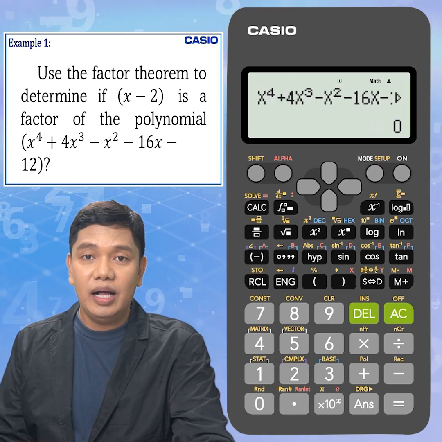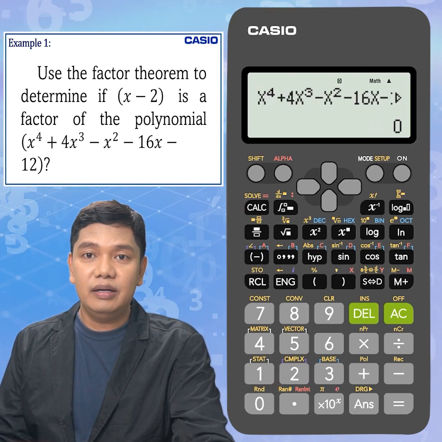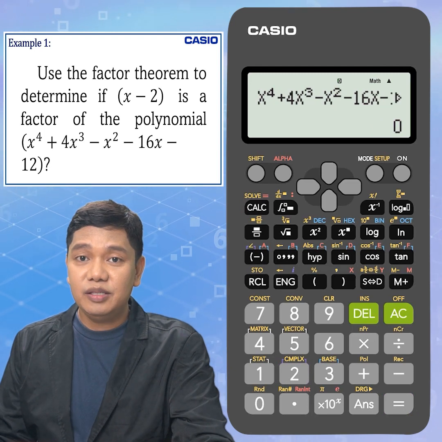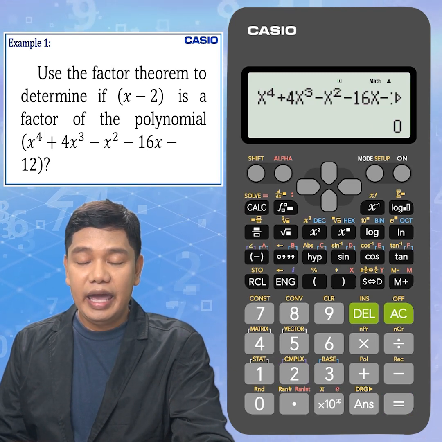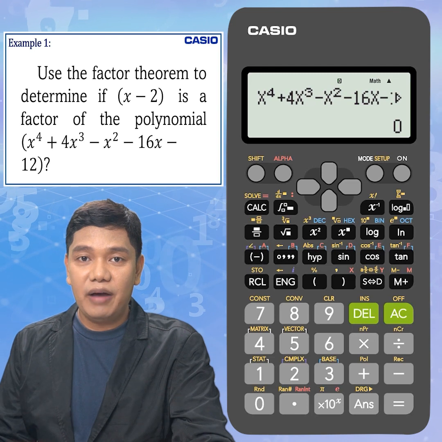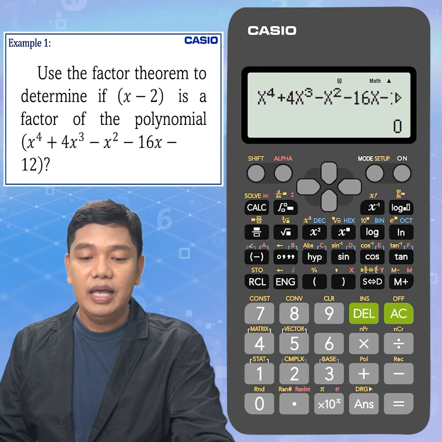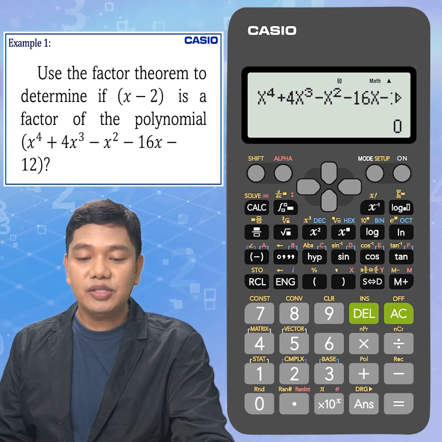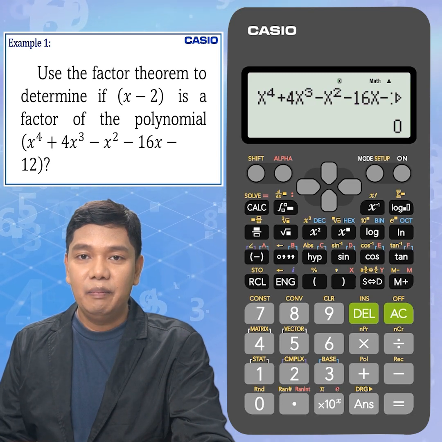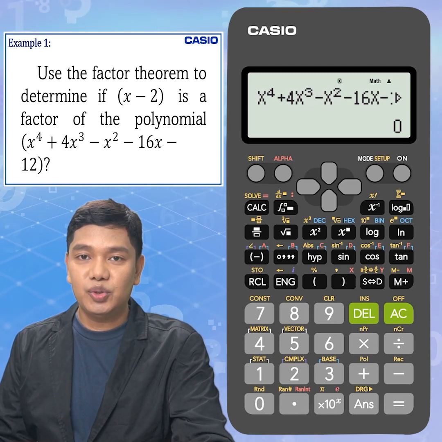To get the remainder, when we substitute positive 2, press calculate and enter the value of x, which is 2. Pressing equals, we have the remainder of 0. This means that the binomial x minus 2 is a factor of the polynomial x to the fourth plus 4x cubed minus x squared minus 16x minus 12.